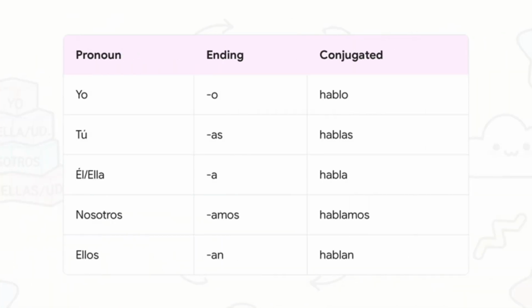Let's watch our very first verb hero go through this transformation. We're going to take the AR verb, hablar, to speak. We take our stem, habl-, and we just apply those endings we learned. Yo hablo. Tú hablas. Él o ella habla. Nosotros hablamos. Ustedes o ellos hablan. Boom! Just like that, a static dictionary word has blossomed into 5 dynamic, ready-to-use action words.